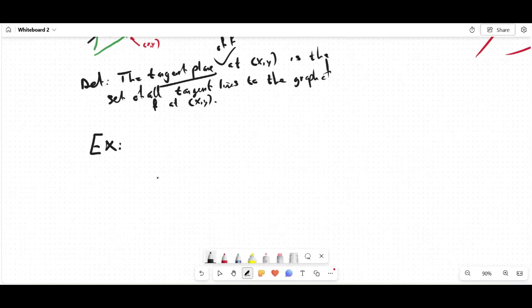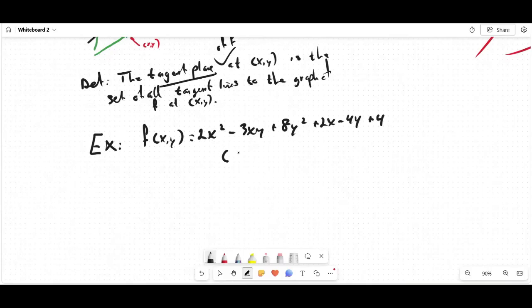Give me 1 second to find my first example. Okay, so they just give us this function here. I'm sorry, these functions all take so long to write, but it is what it is. 2x squared minus 3xy plus 8y squared plus 2x minus 4y plus 4. And they give us a starting point. I'll write it right here. X initial, Y initial is 2 comma -1.